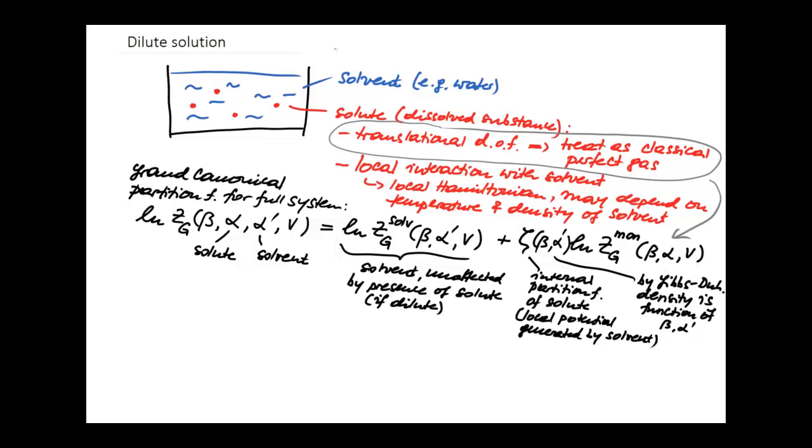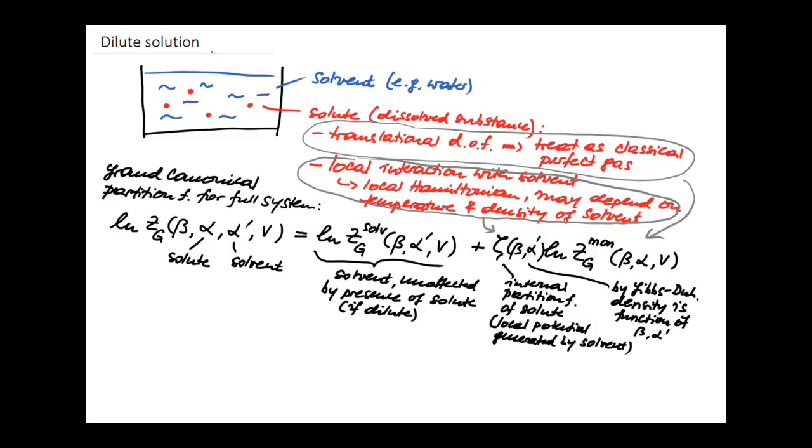Okay, and all of this takes into account here the local interaction part for the solute. Let's now look at some consequences of this form. One aspect that we can consider is the number of dissolved particles, so the number of particles of the solute. By our general framework, we obtain that particle number by taking the partial derivative with respect to alpha.